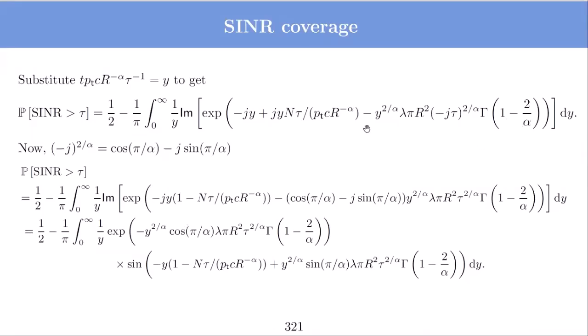Now we know that j to power 2 by minus j to power 2 by alpha is cos pi by alpha minus j sin pi by alpha. So if I put this back and extract these two terms separately, what I get is 1 minus 2 minus 1 upon pi integration of 1 upon pi exponential of this term. This term is the amplitude part, so it just comes out of the imaginary part, and then you have sine of this term dy.